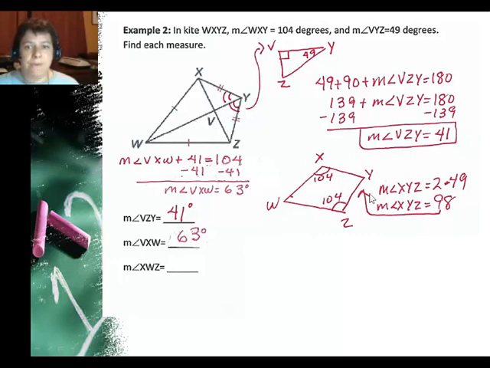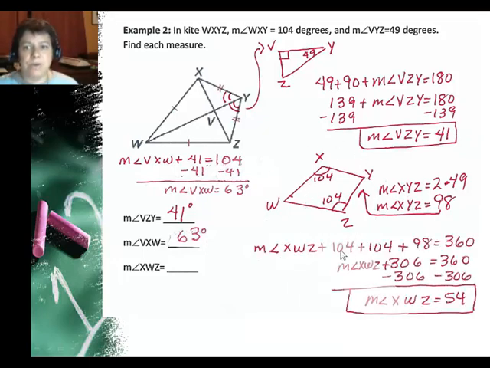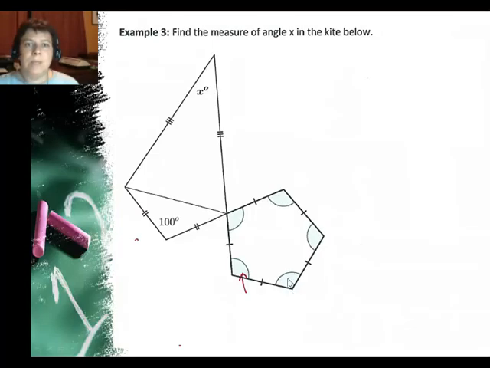So I have a quadrilateral. The angles have to add up to 360 degrees. So I say that my mystery angle here, plus 104 and 104 and the 98, has to equal 360. I add my numbers on the left, I get 306. Subtract 306 from both sides, and I get 54 as my answer.